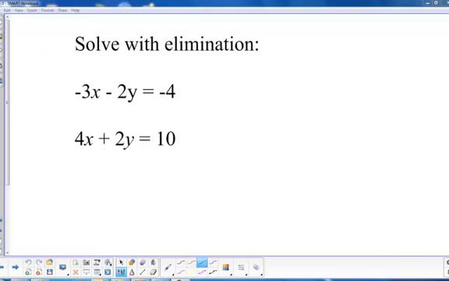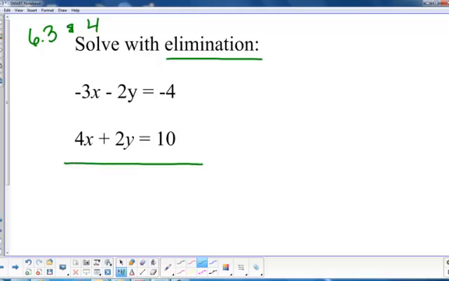All right, tonight we're going to be doing Chapter 6, Section 3 and 4, which is on solving with elimination and then special solutions. So elimination is a little bit different than substitution because, as you can see, neither of these equations has a letter that is alone that you can easily solve for. So instead, we're going to line them up and we're going to eliminate one letter.